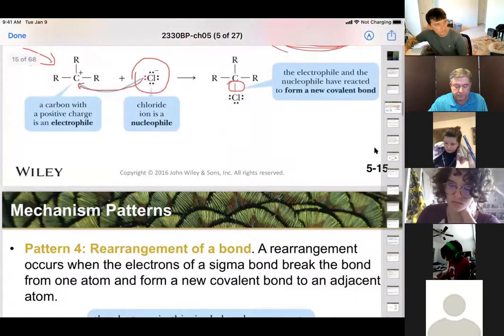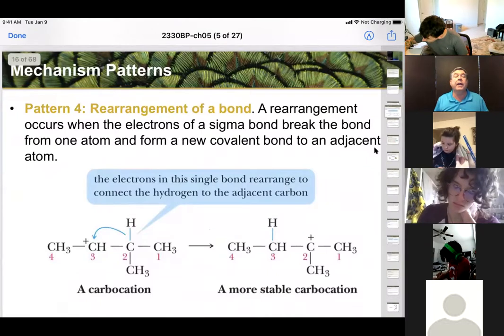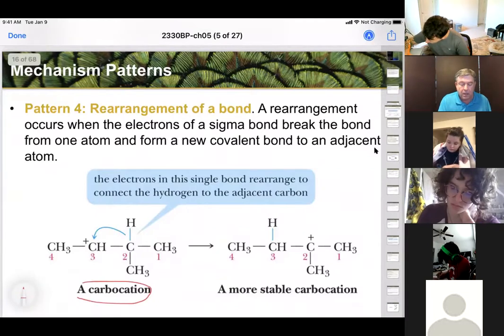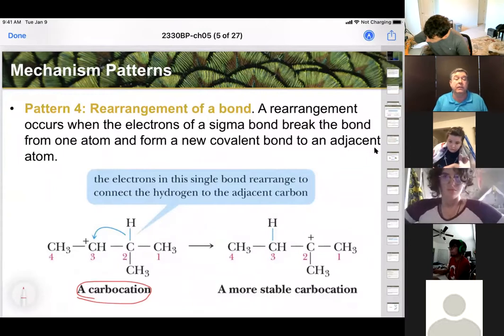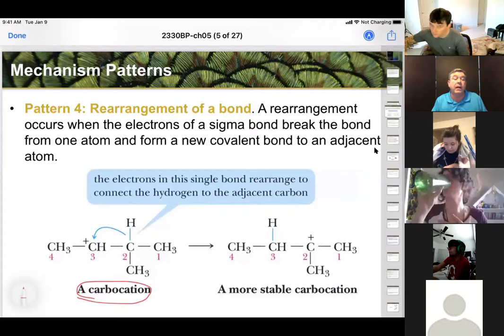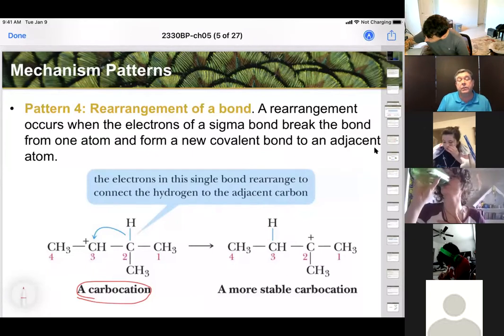So the fourth thing that can happen in a mechanism is you can have a rearrangement. Now I'm going to talk a little bit more about this later, but the idea is that certain things, like carbocations in particular, are looking to form a more stable conformation of itself. And it turns out carbocations are more stable when they are tertiary, or have three other carbons bonded to them, than when they're secondary, or two other carbons bonded to them.